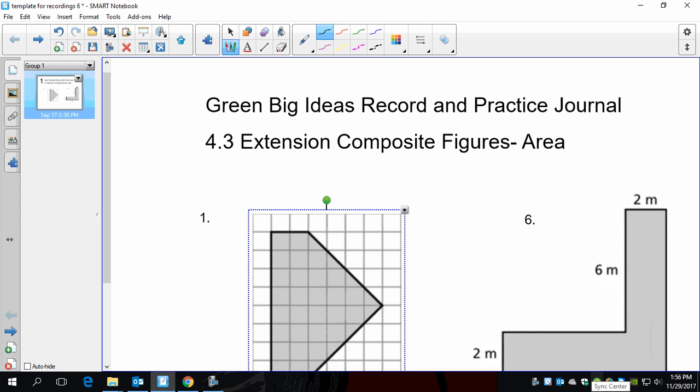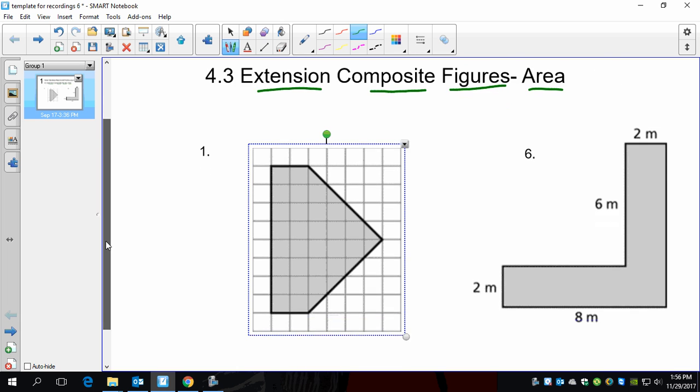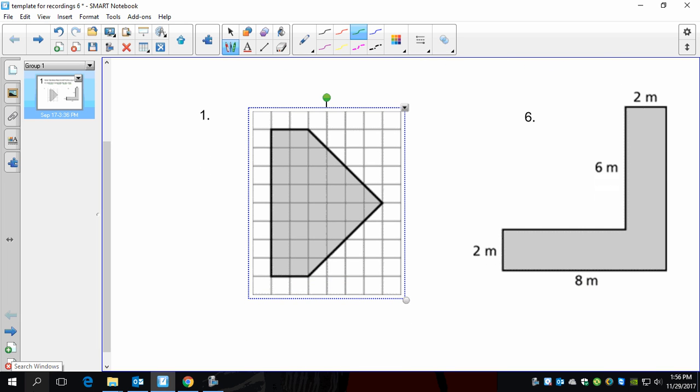Okay, we're working in the green Big Ideas Record and Practice Journal. Today we're doing 4.3, and specifically we're doing 4.3 extensions of composite figures. And with those composite figures, we are trying to find the area. Now you might be asking yourself, what is a composite figure? Basically, a composite figure is just two shapes together to make one.